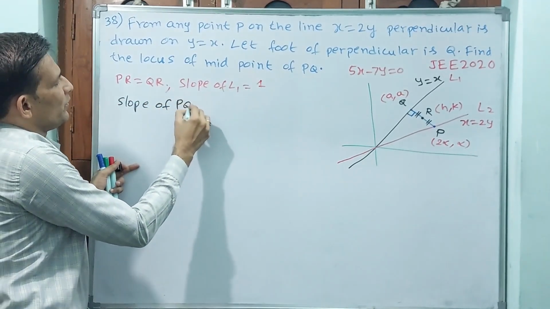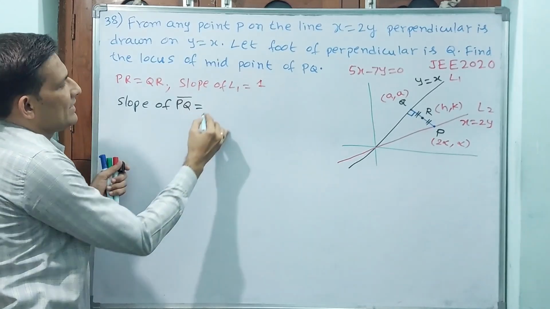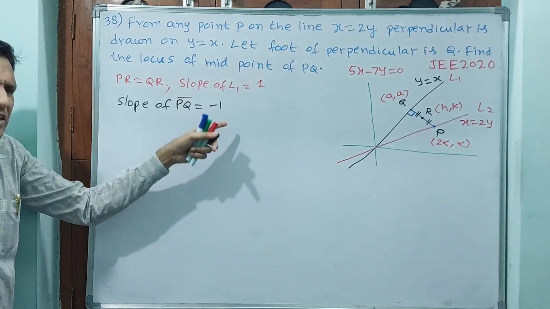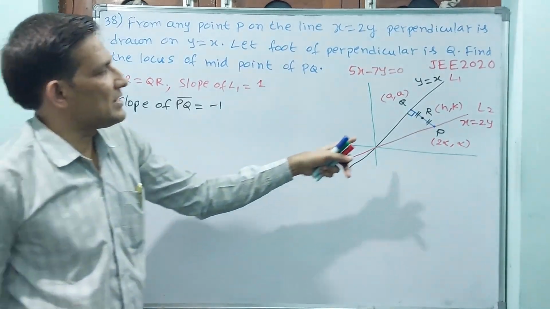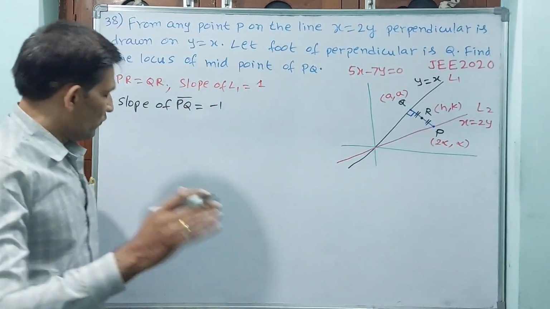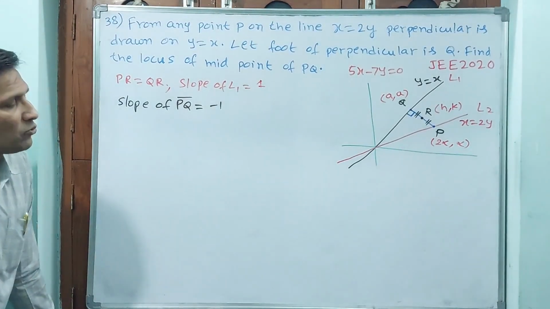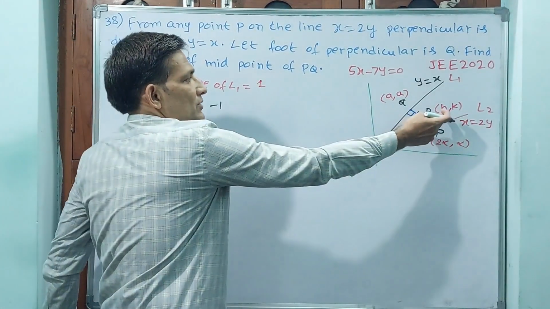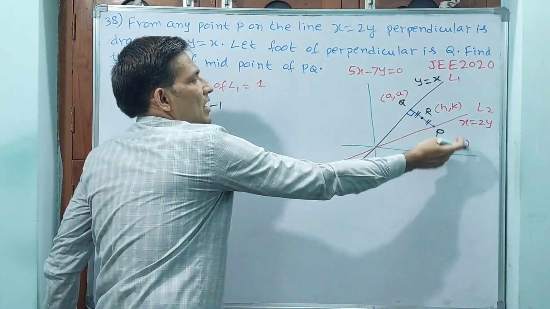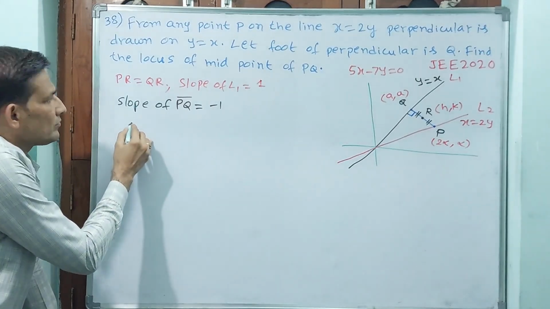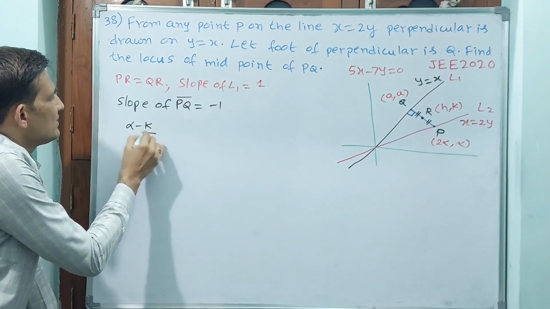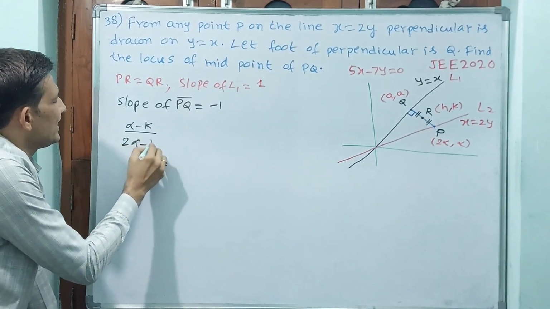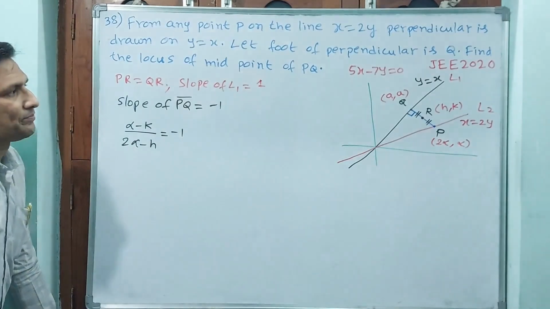Slope of PQ is equal to minus 1. Actually, 1 by minus 1 you have to write, minus 1 by 1 is minus 1 only. That means the slope you are having here, this is the slope. If you have the slope, then you convert. Why? Because the slope you can also write in terms of alpha. See, the locus is asking, so write down: alpha minus k by 2 alpha minus h is equal to minus 1.